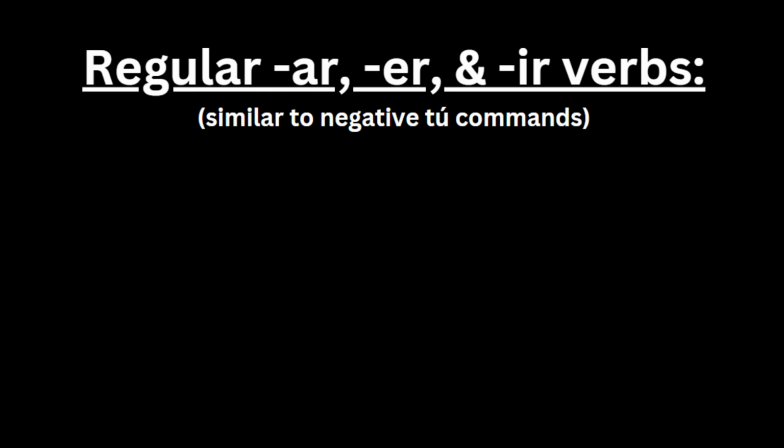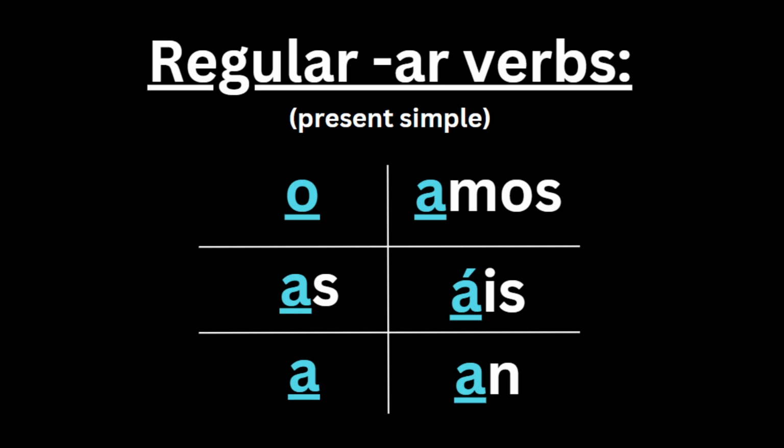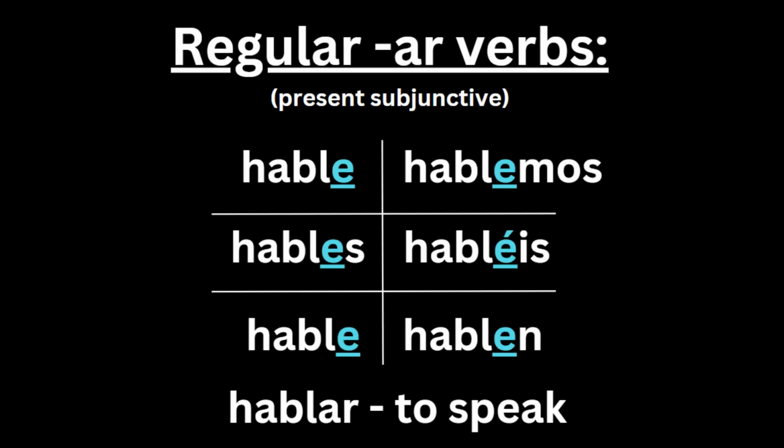by changing the ending to the opposite type of the verb itself. For regular AR verbs, you keep the same ending as you would in the present simple, but instead of having an A in every conjugation, you need to change it to E. Taking the verb hablar as an example, instead of keeping its form in the present simple, we have to change only one vowel so that it matches the present subjunctive. Yo hable means I speak in the present subjunctive, tú hables means you speak, él hable means he speaks, and so on. That's how regular AR verbs work in the present subjunctive.